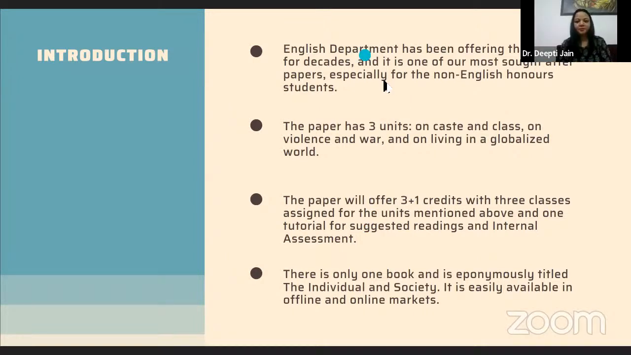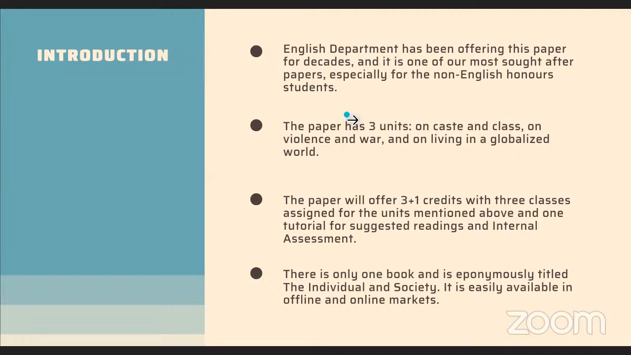Oh yeah. So we are offering 3 units. One is called Caste and Class. The other is called Violence and War, and the third one is called Living in a Globalized World. The first one is called Caste and Class.